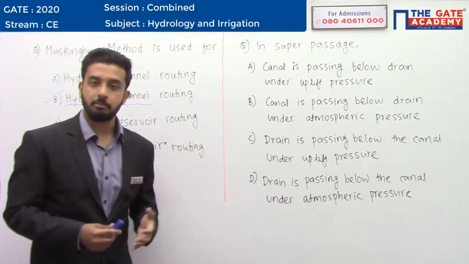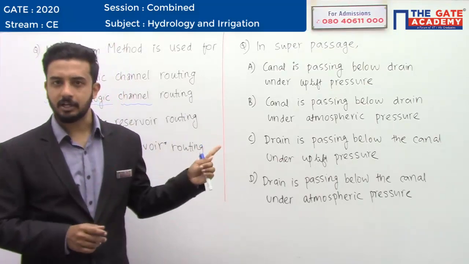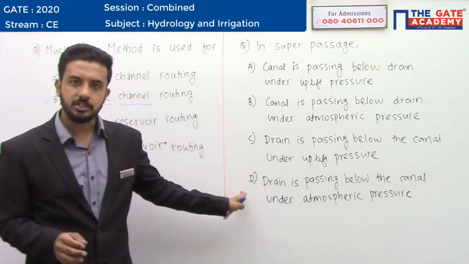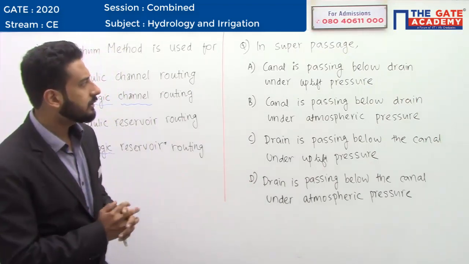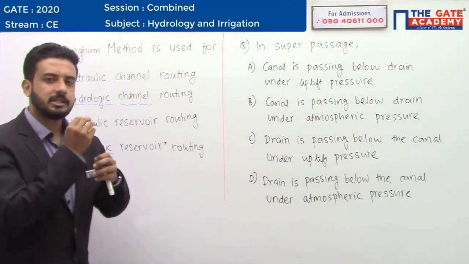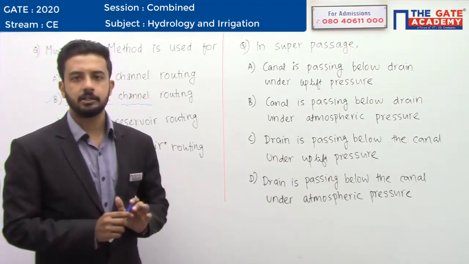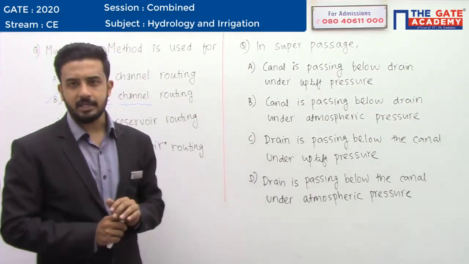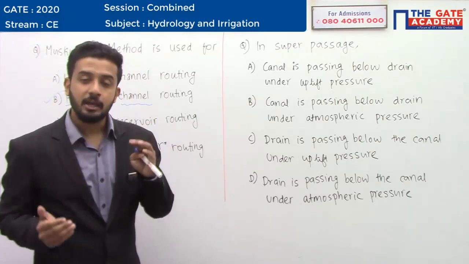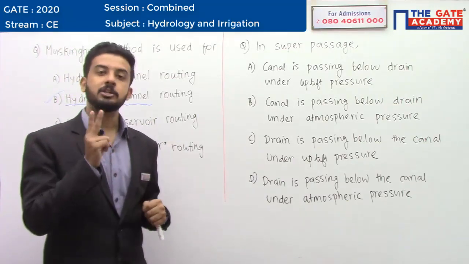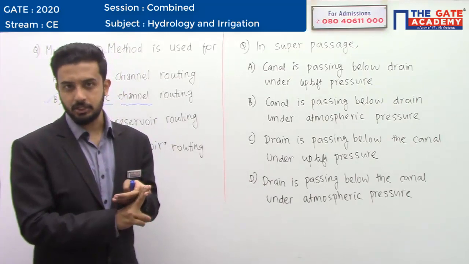Super passage, very important. Previous years also they have asked the question. So both the theory questions asked in the afternoon session were from the previous papers only. Okay, but they simply added slightly one more piece of data, that only. Okay, so super passage, we know in the second category, whenever the canal is flowing below the drain, we have 2 types of cross drainage structure.